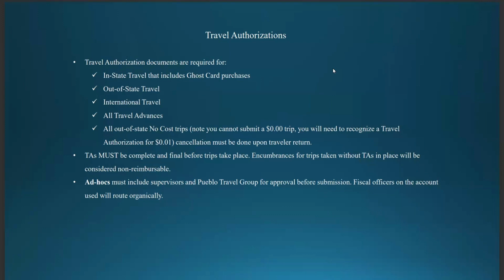Okay, ad hocs must include supervisors and the Pueblo Travel Group, which is me. It's just me, but it's under Pueblo Travel Group for approvals before submission. Fiscal officers on the account will route organically. If the fiscal officer is also the supervisor, you don't have to ad hoc them because it'll route to them organically and it will still show that your supervisor has approved this TA.